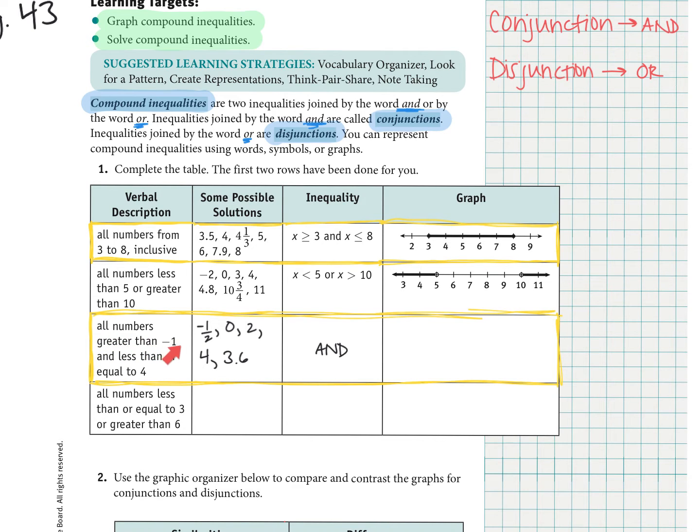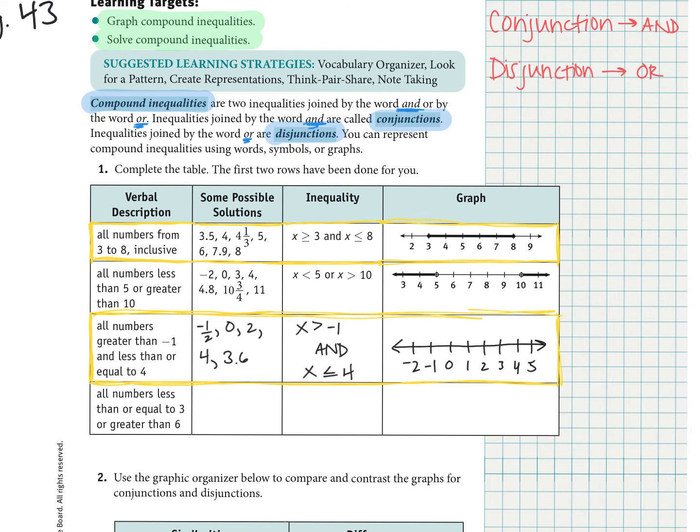So remember, we want all numbers that are greater than -1. So think about how we can write that. That's going to be x is greater than negative 1. Oops, sorry, not 1, negative 1. There we go. And then think about the next stipulation. They have to be less than or equal to 4. So our numbers x have to be less than or equal to 4.